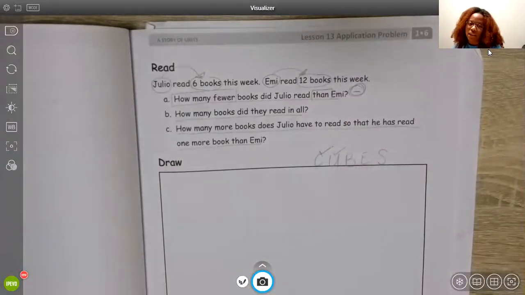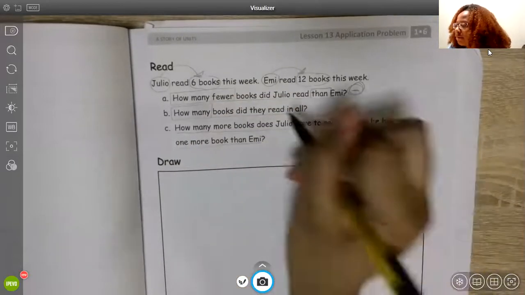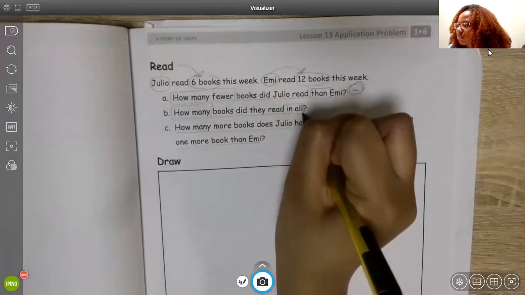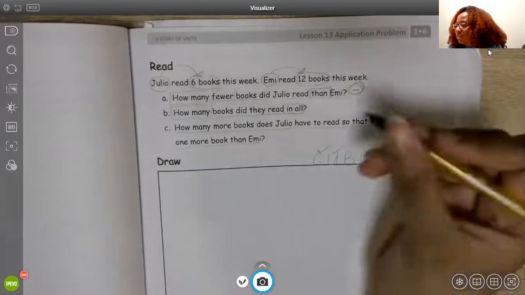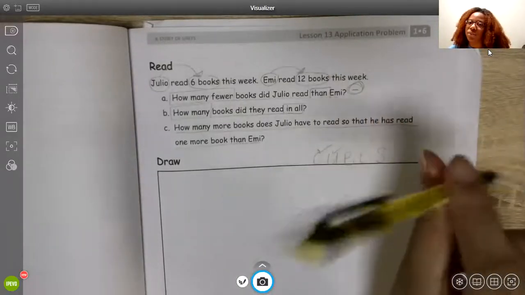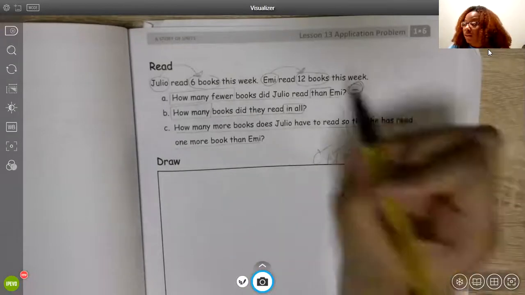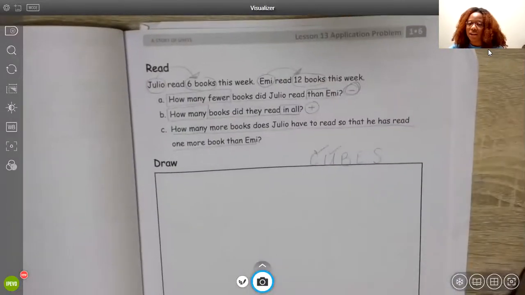Now let's look at our second question. It says, how many books did they read in all? What do you think will be my action words in there? I heard someone say how many, so we can do that. But guess what? I also want to be sure I box in all because that tells me that I need to know how many books they have all together. So in all is also our key words. And what operation do you think we'll be doing there? If I want to know how many they have all together, I am going to add. So I'll write that right here and I'll circle it.